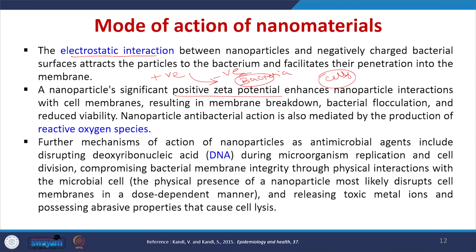The other mechanism is that it can also produce ROS, that is the reactive oxygen species, and damage the bacterial cell wall. And as I told you, DNA is also negatively charged. So this positively charged nanoparticle can easily attach to the negatively charged DNA, and it can inhibit the replication of the DNA and lead to cell death.